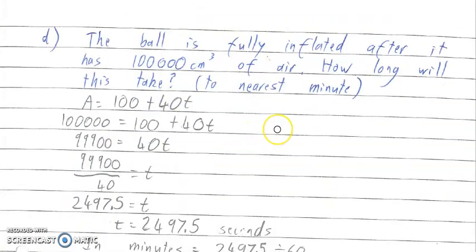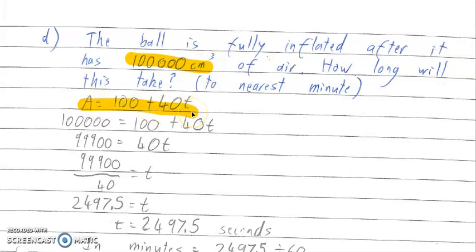All right, part D. Geez, they got a lot out of this question. So, the ball is fully inflated after it has 100,000 cubic centimeters of air in it. How long will this take? To the nearest minute. Well, look, students, I know this is a bit tedious. I know a lot of you want to bounce. Sorry, 2 puns in one recording. I promise that'll be the last one. So, essentially, this is saying, how long will it take to get the ball to the level where it has 100,000 cubic centimeters of air in it?